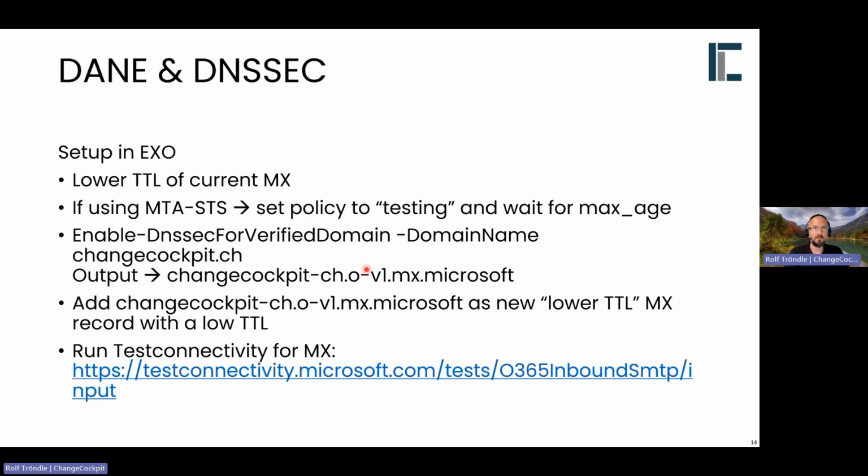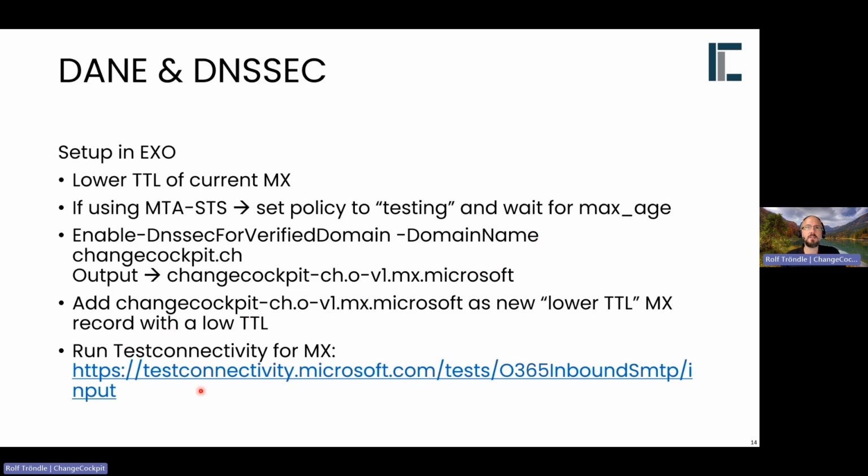First of all, you need to have a valid and DNSSEC secured TLSA record in your public DNS, and you still have your MX record CNAME, which is pointing to the secured Microsoft MX. So then you add this new MX record as a new MX record with a low TTL. So you ensure that you add this as another MX record into your DNS server.